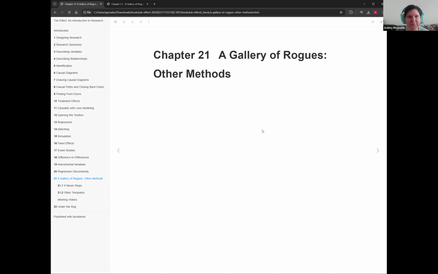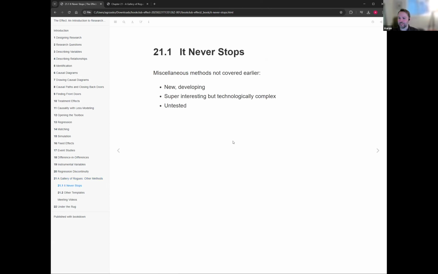Okay. So this will just be a brief introduction to chapter 21. It's one of the miscellaneous chapters anyway. I haven't previewed that one yet, so I don't know exactly what we're going into. It's called A Gallery of Rogues, Other Methods. This chapter does not go deep into any of the methods. There's no R code, for instance, no how the pros do it. It's really just to whet our appetites about some of these methods that are out there in the wild. Has anyone looked at this chapter yet? Okay. I still think this will be interesting.